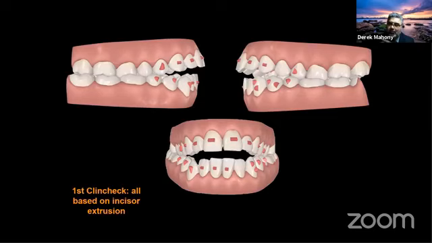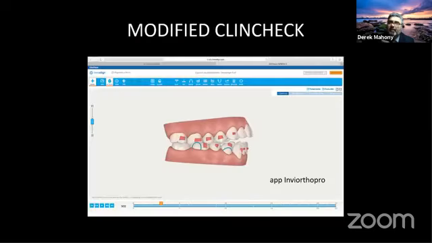So look at doing a proper course in clear aligners, and look at this app. This is designed by Diego. I use it almost every day. It's called InVivo Pro, so Invisible Orthodontics Professional Site. And here you can get thousands of cases where you can do proper ClinChecks.